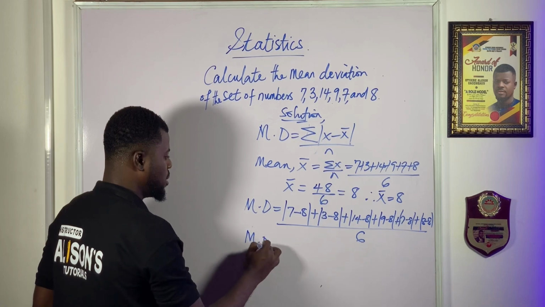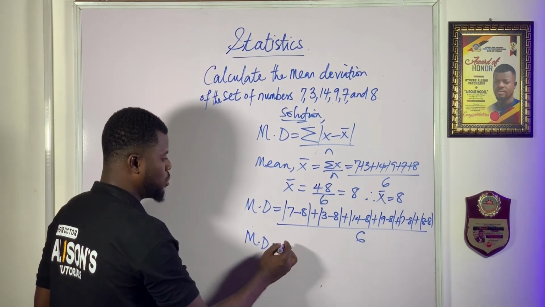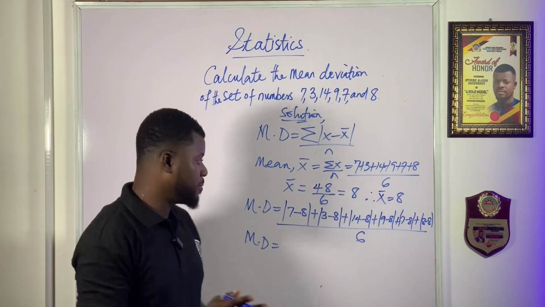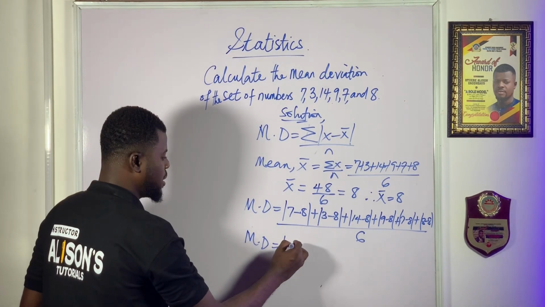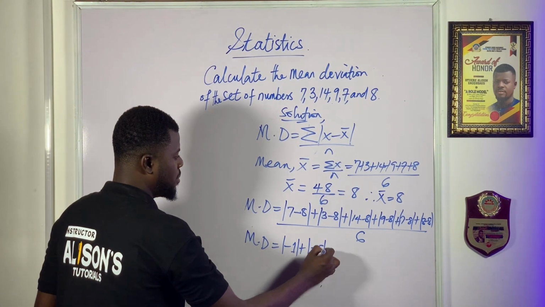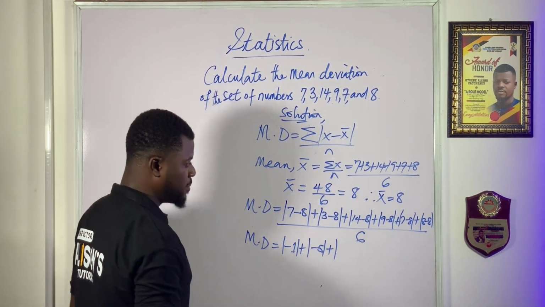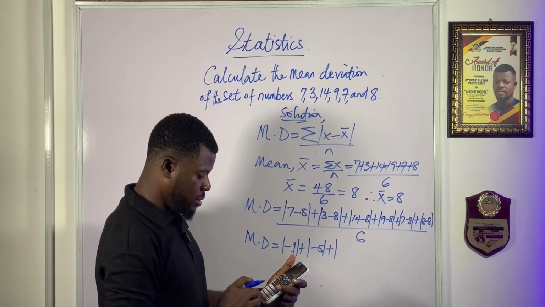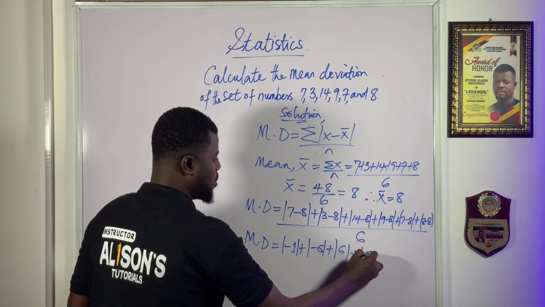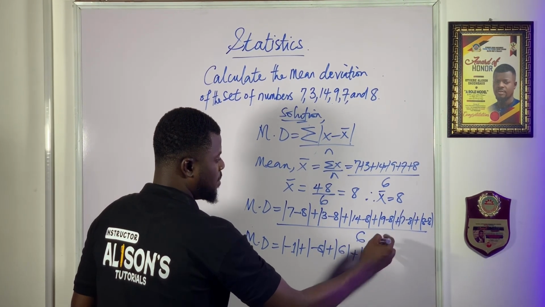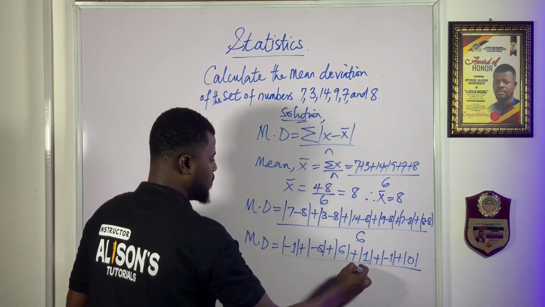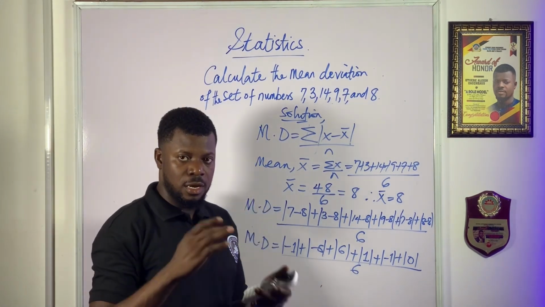So MD, which is the mean deviation, will be equal to, all right, let's add up whatever it is we have in the absolute value or the modulo sign. So 7 minus 8 will obviously give us negative 1, plus 3 minus 8, that will be negative 5, plus 14 minus 8. Let's get that fixed immediately, so we'll be on the same page. That will be 6, plus 9 minus 8, that will be 1, plus 7 minus 8, negative 1, and then 8 minus 8, that will be 0. Divide by 6. All right, hope it's getting easier.